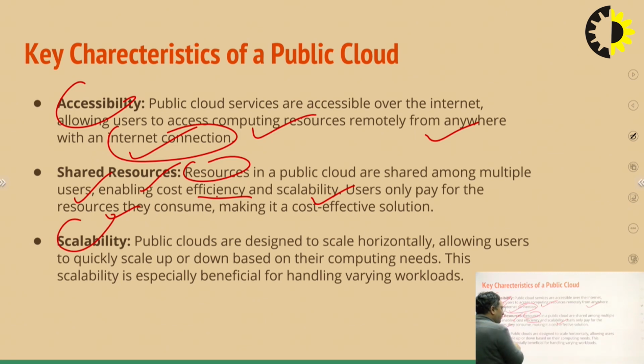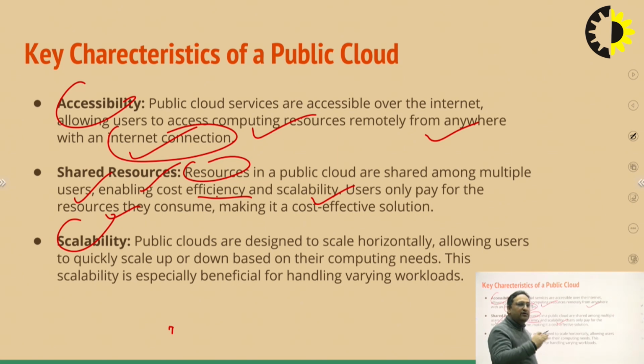Scalability. Public clouds are designed to scale horizontally. There are two different aspects of scale: one is vertical and the second is horizontal. Public clouds are designed to scale horizontally. At any point of time, if you want a server to be spun up, you can provision it at the same time when it is required. So it allows users to scale up and down based on their computing needs. You have the capability to scale up as well as scale down.